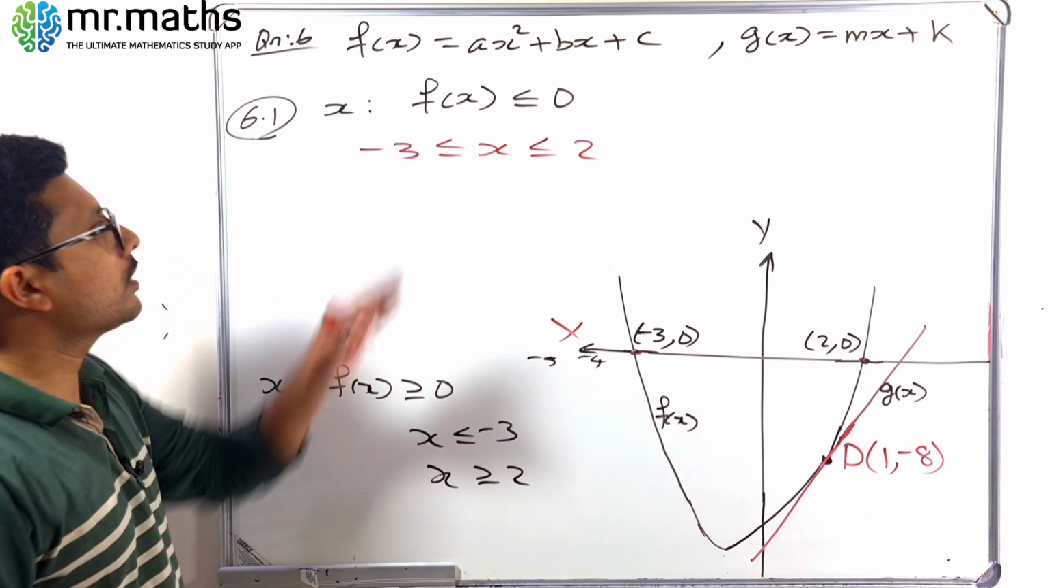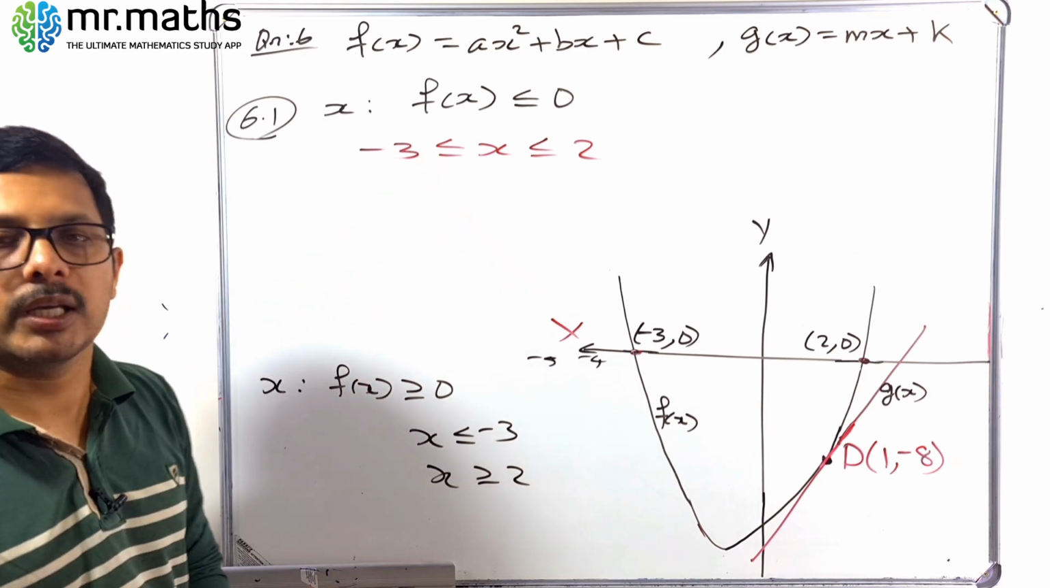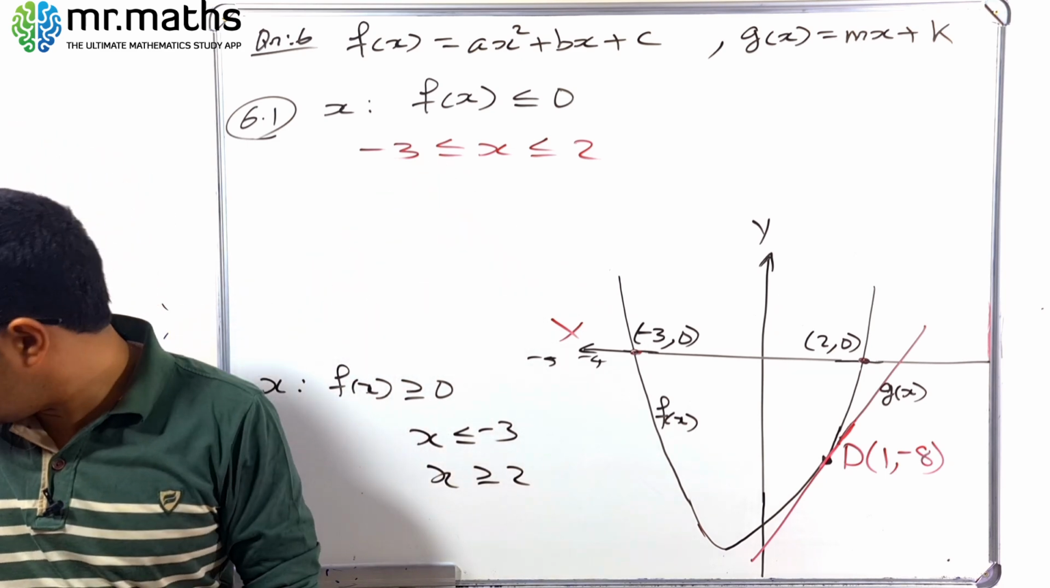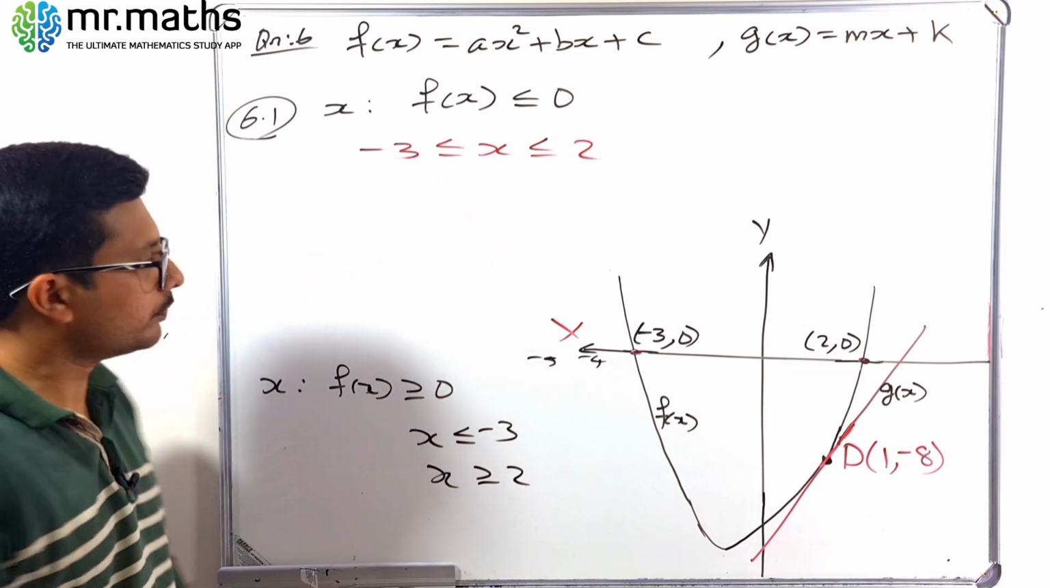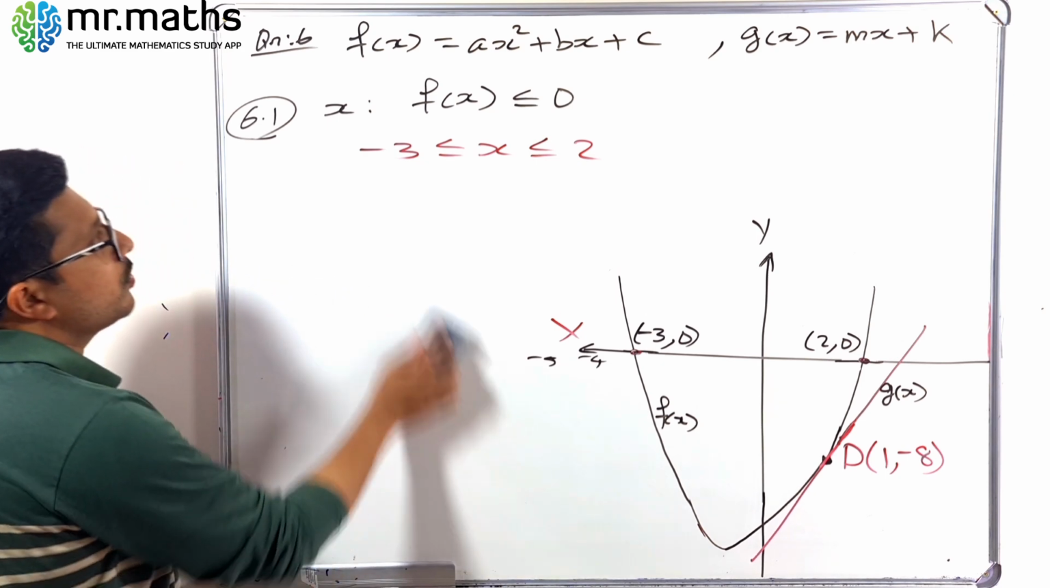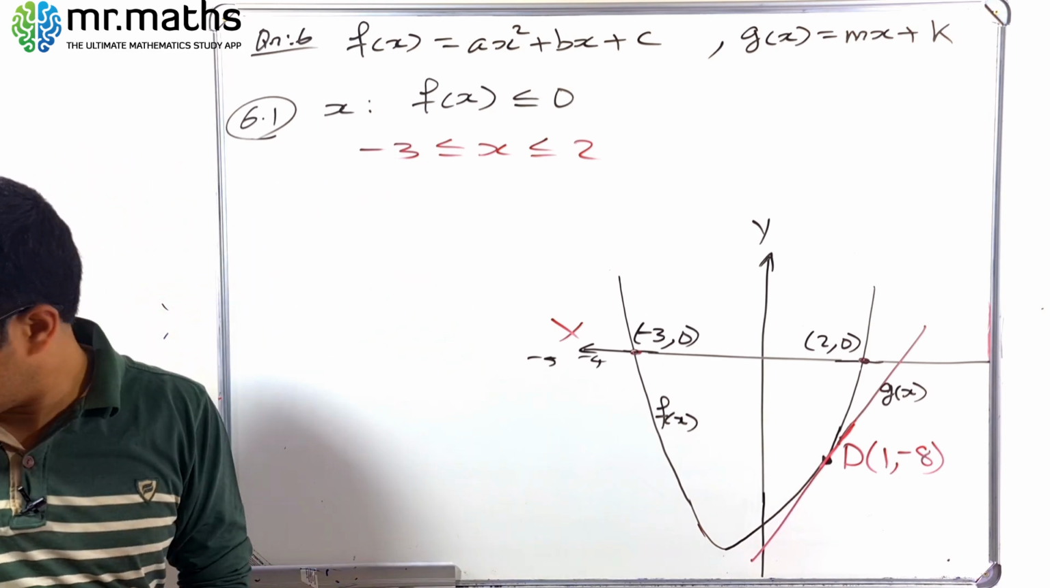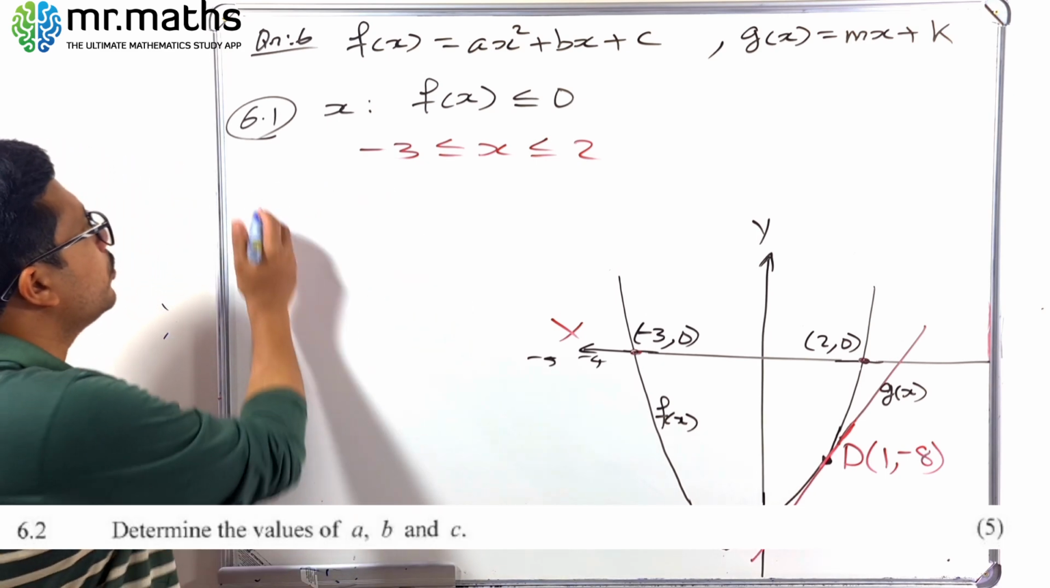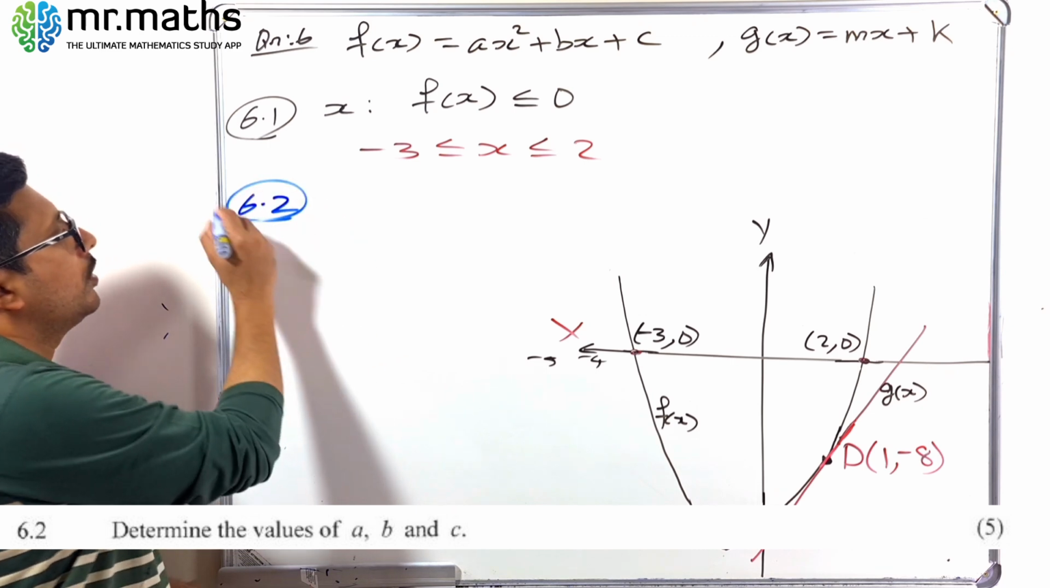Okay, so this is our question, and this is the answer: minus 3 less than or equal to x, less than or equal to 2. Okay, now what is the next question? 6.2. Question number 6.2. What is that question?